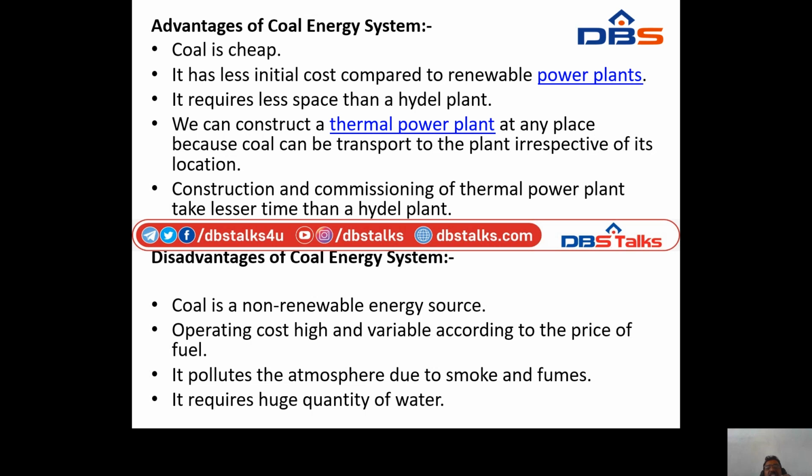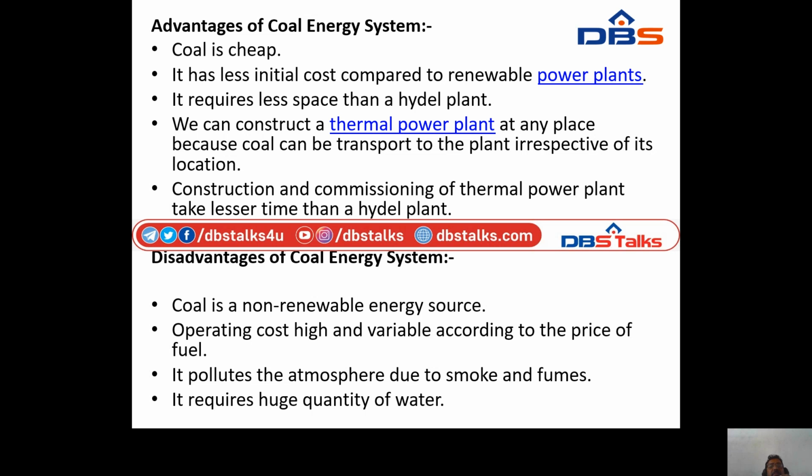Advantages and disadvantages we are going to see now. Advantages of the coal energy system. Coal is cheap. It has less initial cost compared to renewable power plants. It requires less space than a hydel plant. We can construct a thermal power plant at any place because coal can be transported to the plant irrespective of its location. Construction and commissioning of a thermal power plant take less time than a hydel plant.